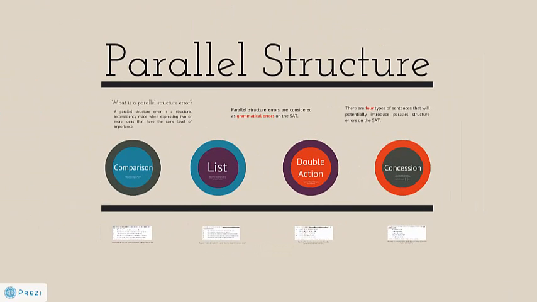So those are the 4 types of sentences that will potentially have parallel structure errors on the SAT. When looking for parallel structure errors, watch out for comparison, list, double action, and concession statements.